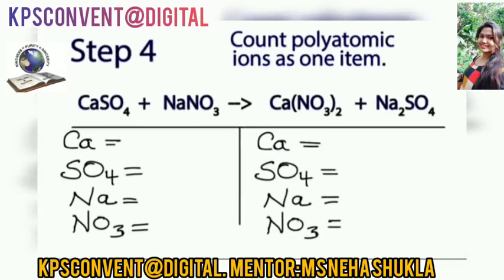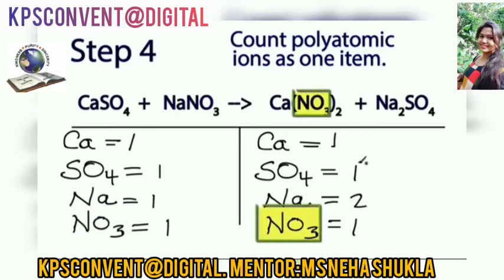So here's the equation, and I've done my accounting below. You can see I have 1 calcium here, 1 calcium over here, and then I wrote the entire SO4 as one thing. And I have 1 of those here, and over here I have 1 SO4. Na's, 1, 2 Na's on this side, and over here 1 NO3. And I have 1 NO3, but that 2 on the outside means I have 2 of them. So I have 2 NO3s.